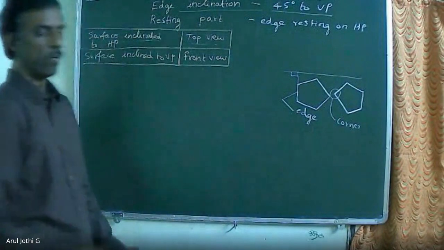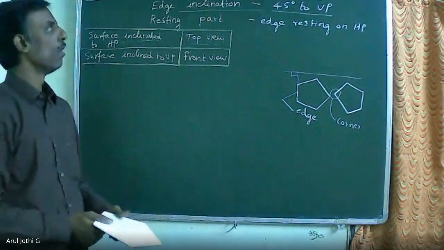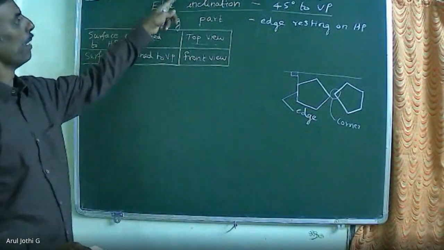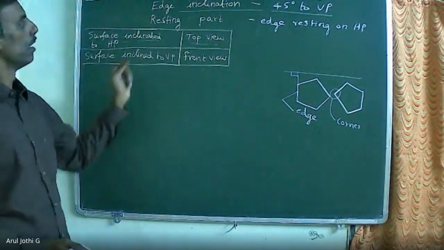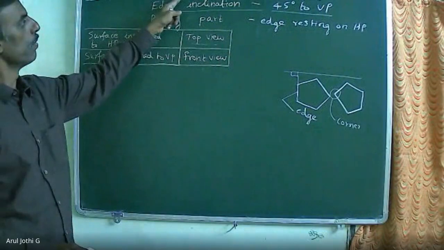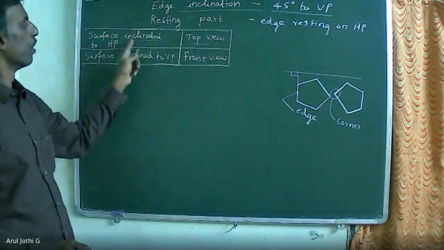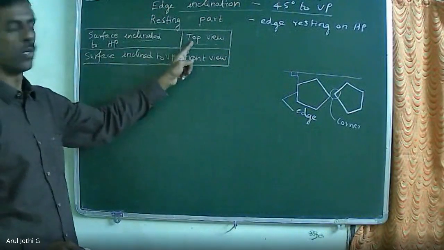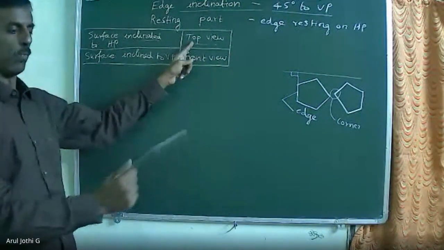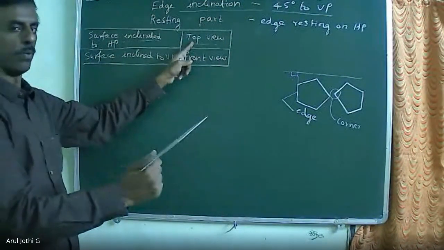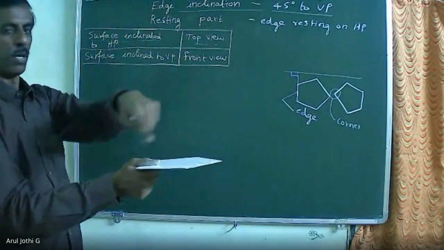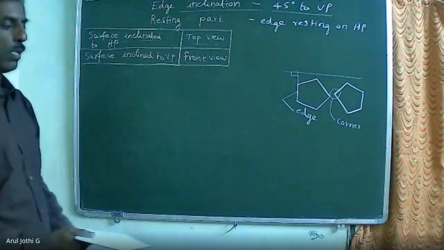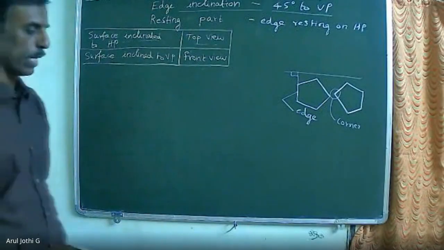So you have to be very clear in this. So based on the surface inclination only, you have to start the diagram. Here the surface is inclined 30 degree to HP. So you have to start the diagram in the top view only. Because surface inclined to HP means we are going to assume the plane is parallel to HP and start with the top view. In top view only you can see the actual shape and size of the pentagon.